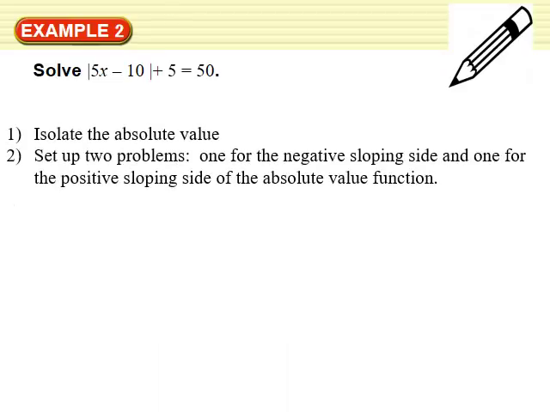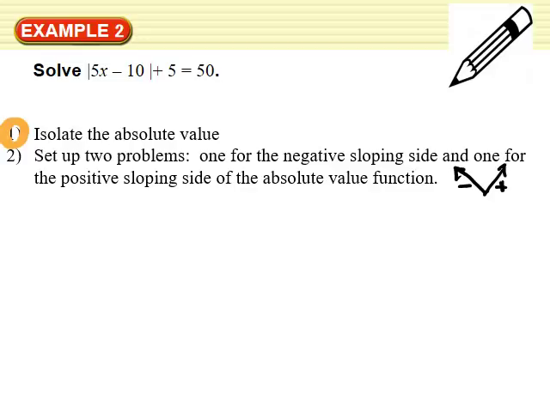A couple of rules before we get started. The first is to always make sure to isolate the absolute value. Star, highlight, underline that rule, do something to make it stand out in your notes. The second step is to set up two problems, one for the negative sloping side and one for the positive sloping side of the absolute value function. Meaning, when I graph, I have a V. I have a positive sloping side and a negative sloping side. I need to account for both of those.